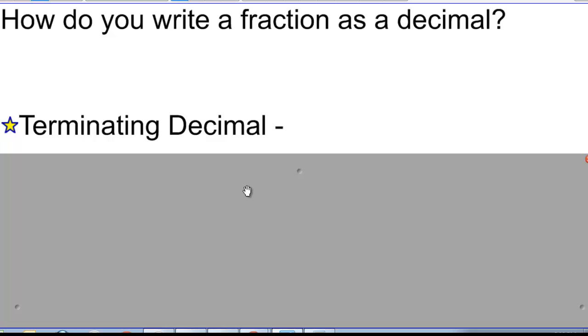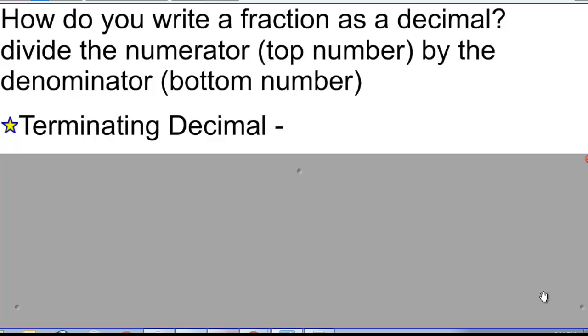The simplest way to do that is to remember that the fraction bar is another symbol for division, and it tells you to divide. So how do I write a fraction as a decimal? I'm going to divide the numerator, or the top number, by the denominator, the bottom number. I'll show you what that looks like on the next slide, but for now, just keep that in mind. You're going to divide to change a fraction to a decimal.